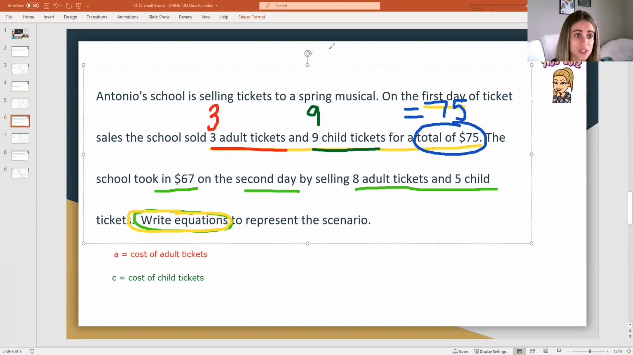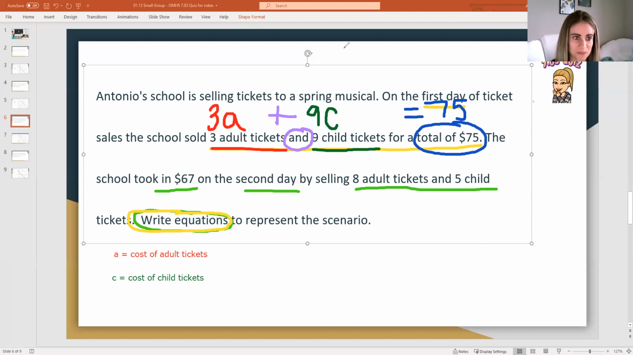So there were 3 adult tickets purchased, and A is the cost. So 3 tickets purchased times A, however much it cost. And then 9 child tickets. So 9 tickets were purchased times whatever C, the cost of a child ticket, is. And last but not least, what is being done with them? Added, subtracted, multiplied, or divided? Add, because we are having an "and" there. So it's this and that. They're being combined. They're being added. All right, there's our first equation.